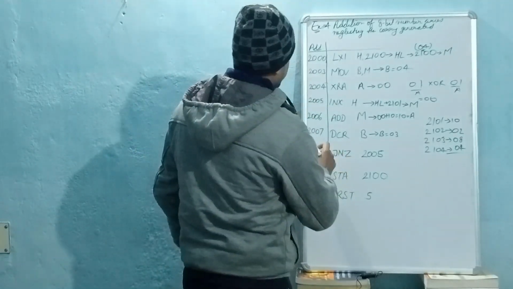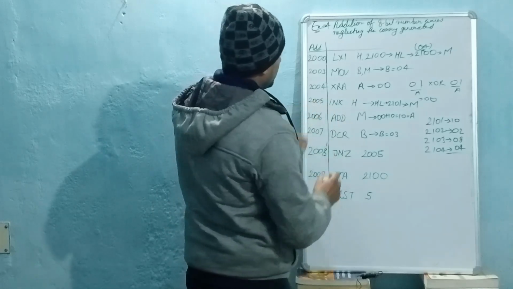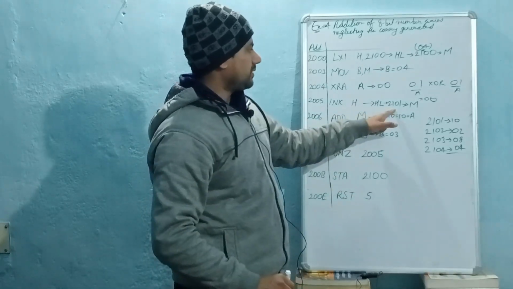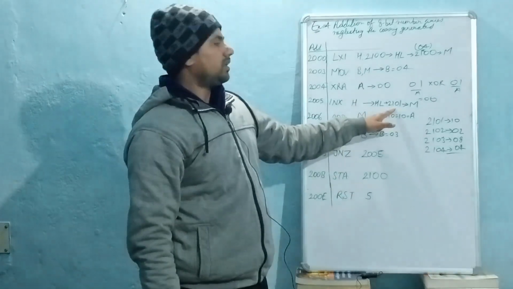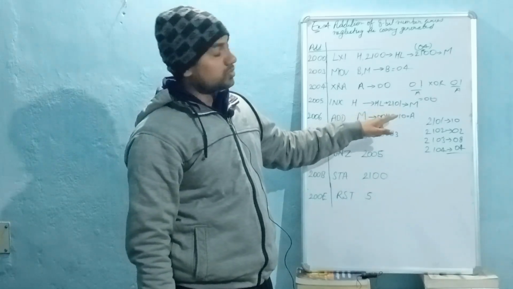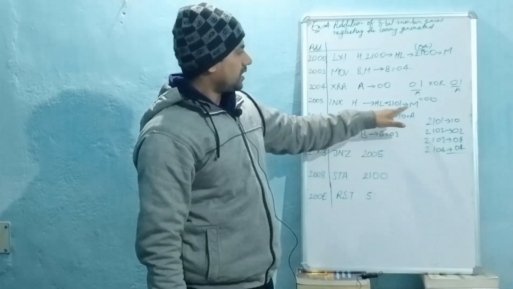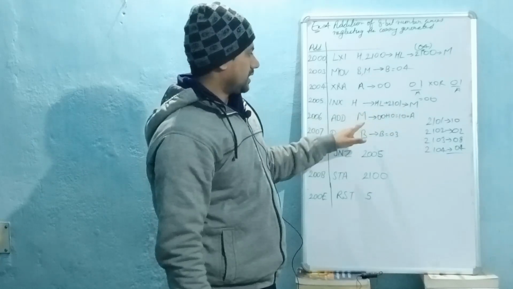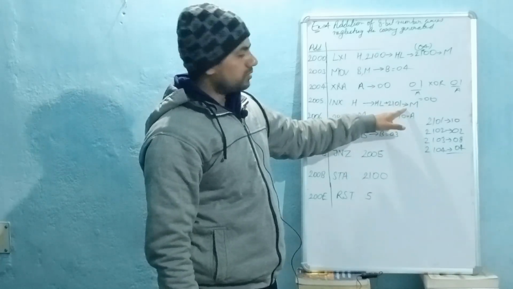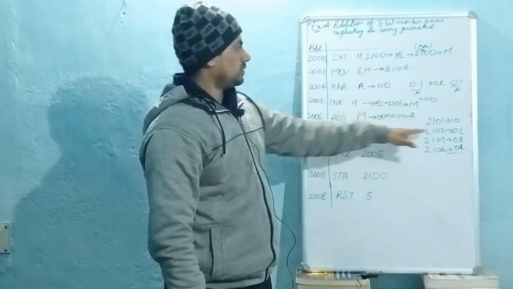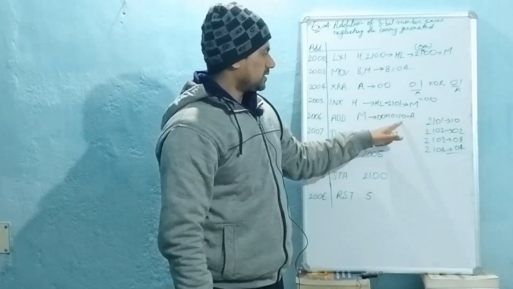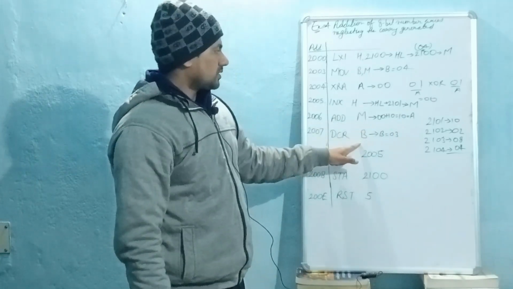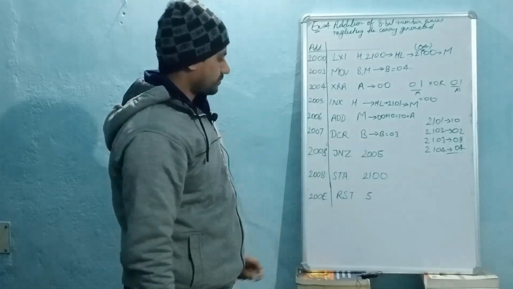So when it is 2005, then what will happen here, INX H means increment HL pair. So again incrementing, earlier it was 2101, now it will become 2102. Okay, and then the next add M. Add M means 2102, that is the memory that it will add. So this content 02, it will add to this accumulator content, that is 10, and then I will show you the next instruction.